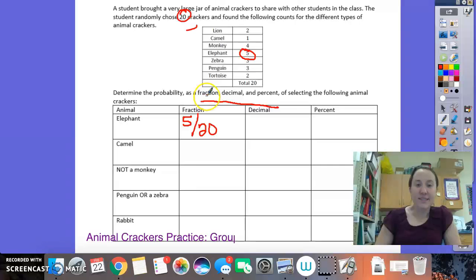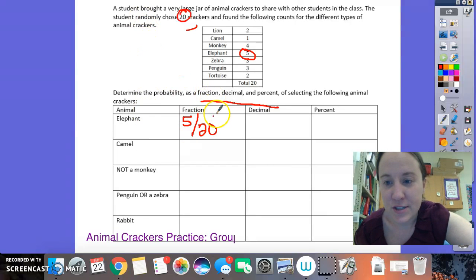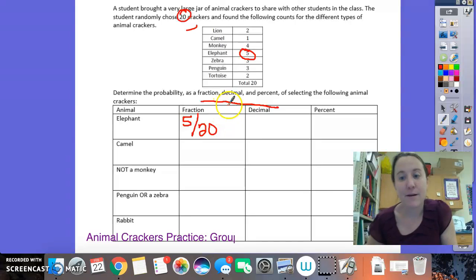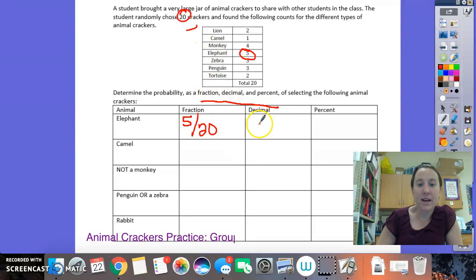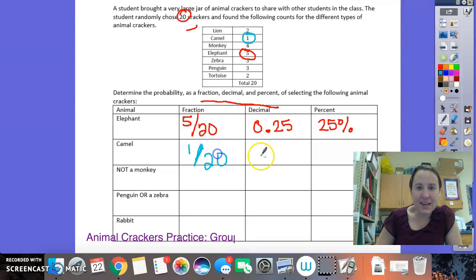Thank you. All right, sorry guys. So if I'm using my calculator, I just do my numerator divided by my denominator. So 5 divided by 20 will give me the decimal 0.25, which is 25%, because remember, to go from a decimal to a percent, I multiply that decimal by 100. If I'm looking up at the table, the probability of getting a camel, again, this is right in the table. I can see that there's 1 camel out of 20. I do that same math again, but this time I get 0.05 or 5%.